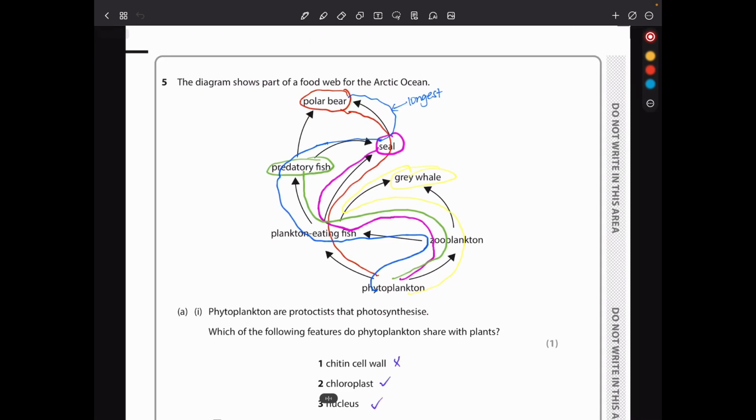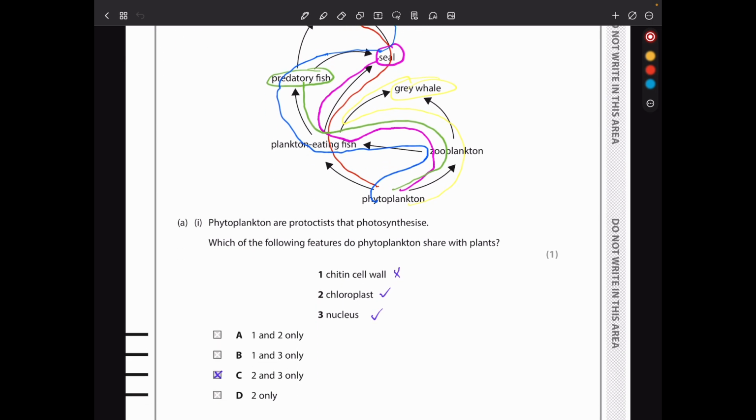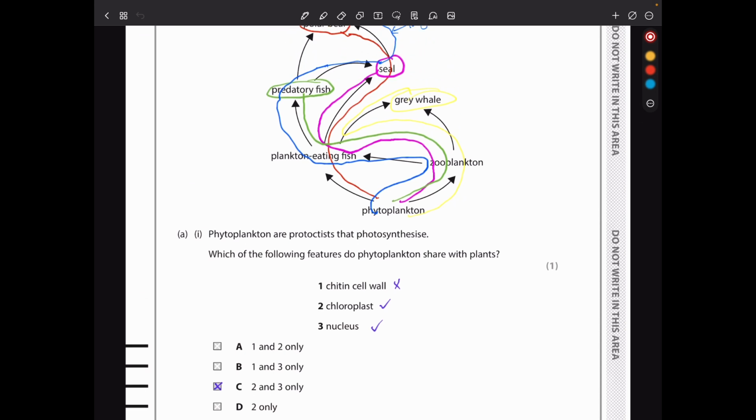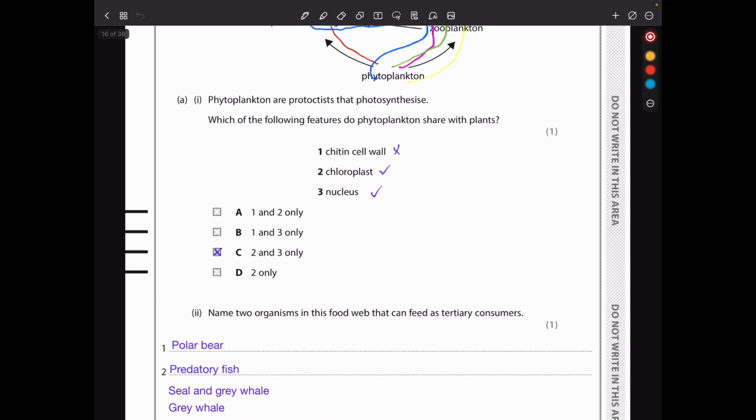Next, they say the diagram shows part of a food web for the Arctic Ocean. So that is the food web, and down they say phytoplankton are protists that photosynthesize. Which of the following features do phytoplankton share with plants? So cell wall of chitin, no, that's wrong. Chloroplast, yes, and nucleus is okay, so 2 and 3 only.